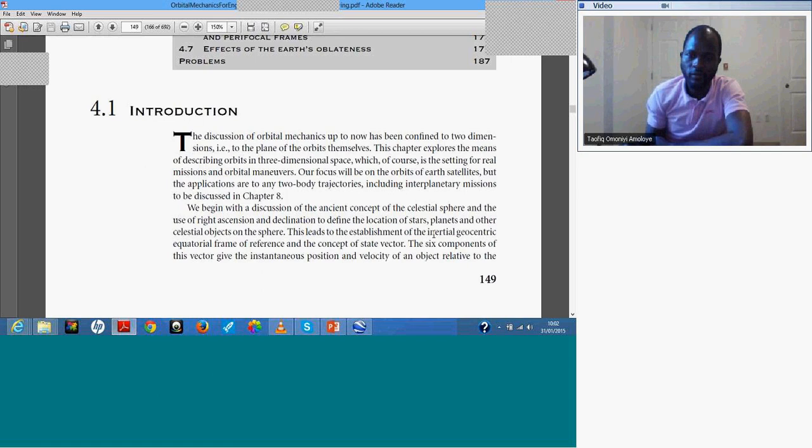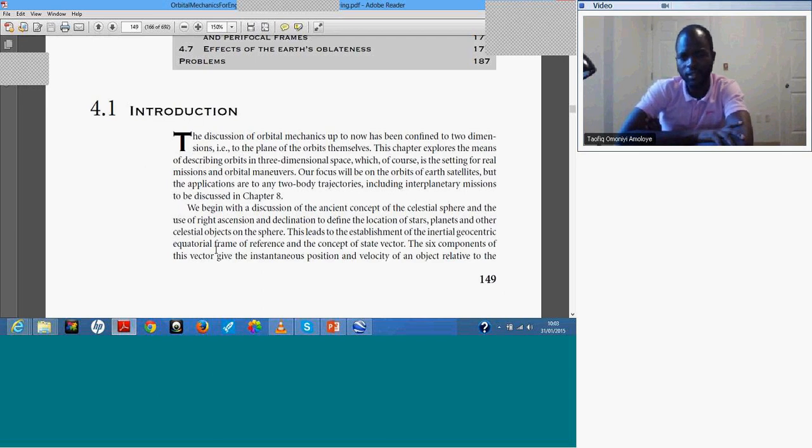So now, this sentence says we'll be establishing an inertial geocentric equatorial frame of reference. It's inertial, meaning it's not accelerating relative to the fixed stars. Geocentric is fixed to the center of the Earth. Equatorial means its plane is just the plane of the equator of the Earth. And then the concept of state vectors.